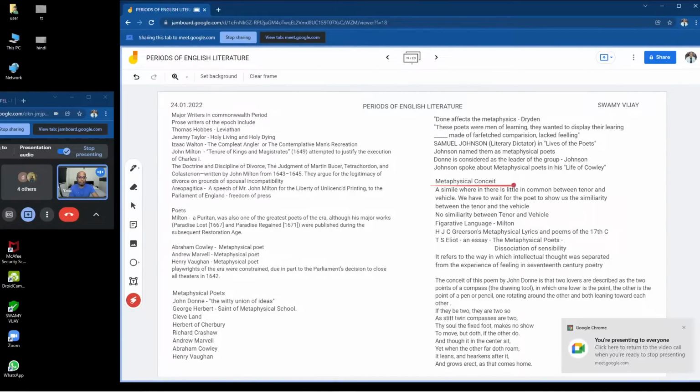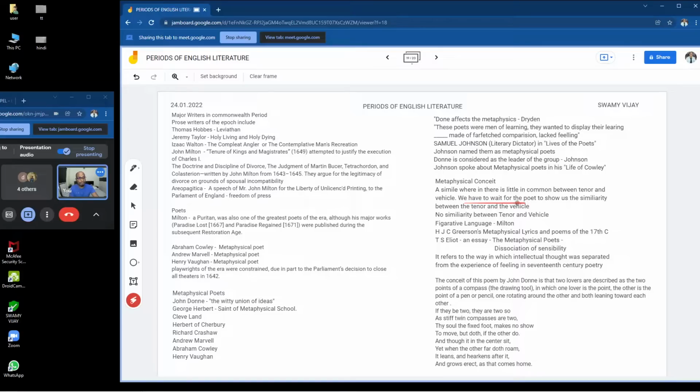Come to see here, metaphysical conceit. Conceit is also a comparison between two dissimilar things. But what is metaphysical conceit? A simile wherein there is little in common between tenor and vehicle. I told you that love and dustbin, love and garbage bag, there is no connection between these two things. But if the poet used these kind of images, love and dustbin, then to understand that poet's poetry, the poet has to explain why he has used these two images and what is the connection between these two images. So metaphysical conceit means a simile wherein there is little in common between tenor and vehicle.